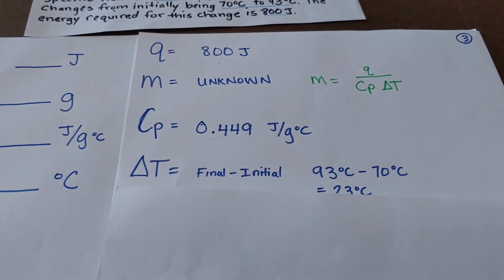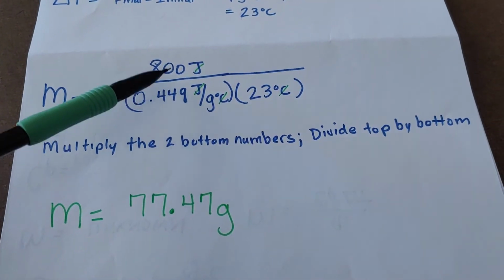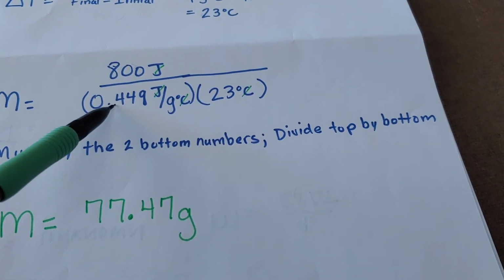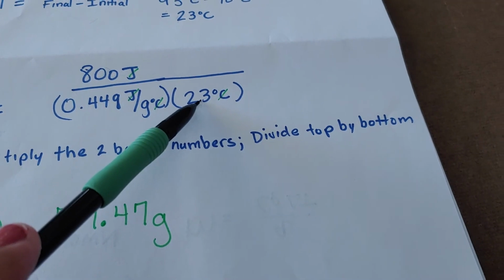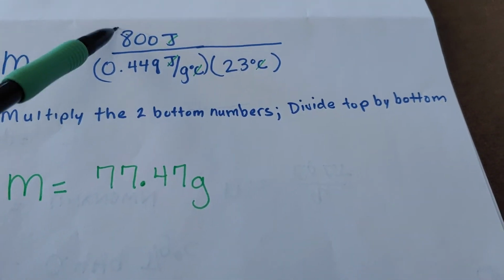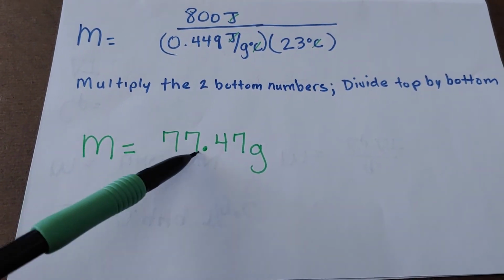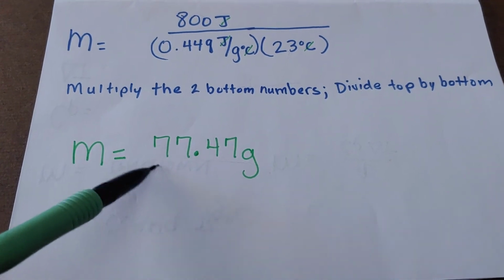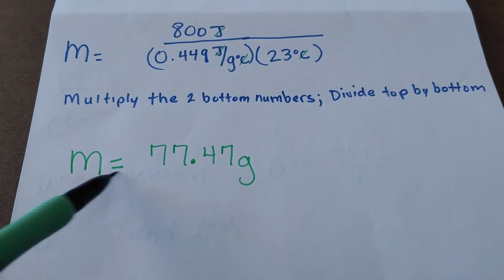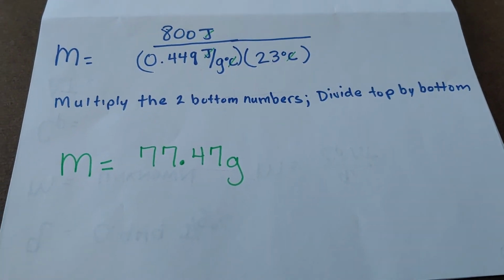the calculator. Okay, so as we plug in the numbers, we're going to have 800 divided by, and then we have to multiply these two first, which is 0.449 times 23. So once we multiply the two bottom numbers, we're going to divide the top number by the bottom, and we end up with 77.47 grams. And again, this is rounded to the nearest hundredth, and that is our answer for what is the mass, or what was the mass, with the rest of the information provided.